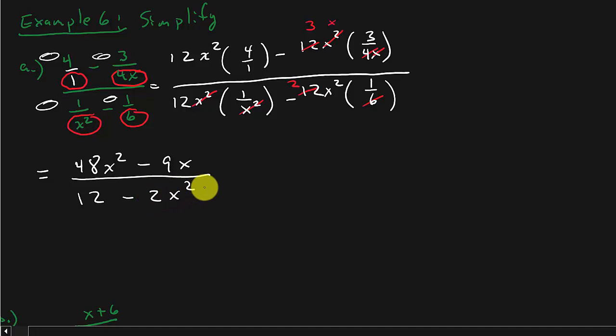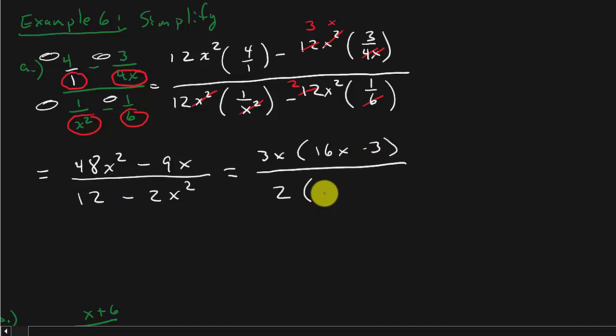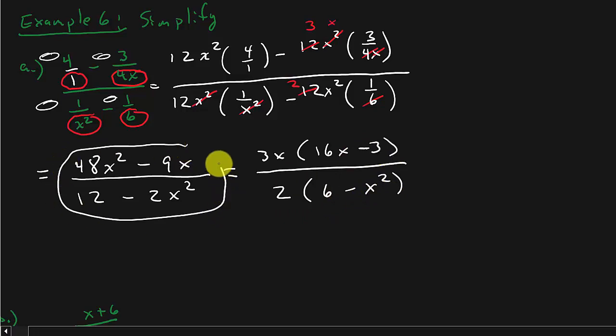All right. Now, you could do a little more to it, but there's really no need to. Of course, we've got to see if it reduces, right? Let's see if it reduces. Well, does anything factor out? Yeah, a 3x factors out of this, right? 3x, and that would leave me with 16x minus 3 over, and then a 2 factors out of that. That's going to be what? 6 minus x squared. Does anything cancel? Nothing cancels, so this would be your final answer.